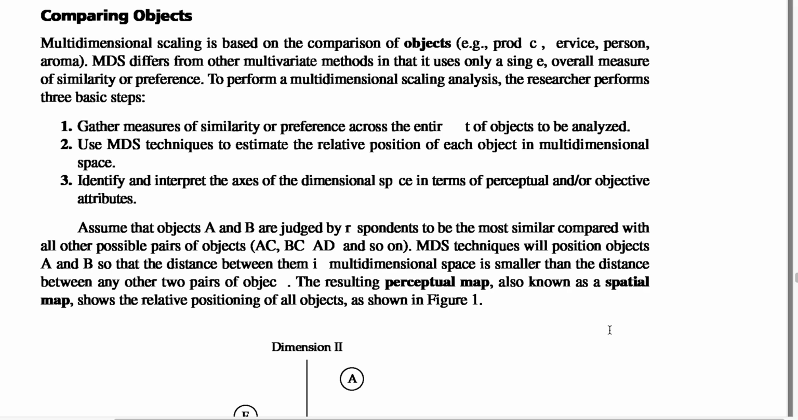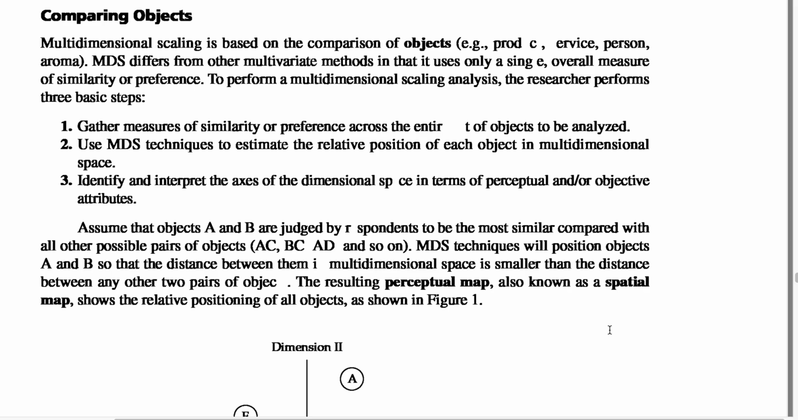Second, use a multidimensional scaling technique to estimate the relative position of each object in the multidimensional space. Third, identify and interpret the axes of the dimensional space in terms of perceptual or objective attributes.